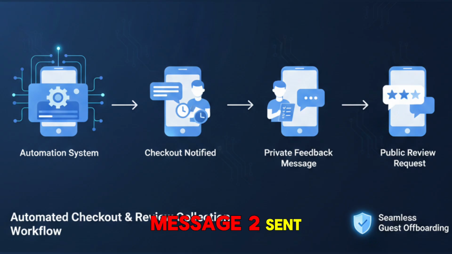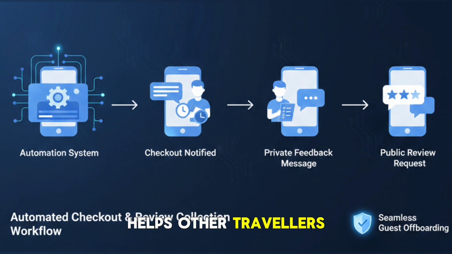Message 2. Sent a day later after the private feedback window. "If you enjoyed your stay, we'd really appreciate a review. It helps us a lot and helps other travelers find a great place to stay." This is the actual review request, and it comes after they've already had a chance to share any complaints privately. So by the time they write the public review, the negative stuff has already been processed.